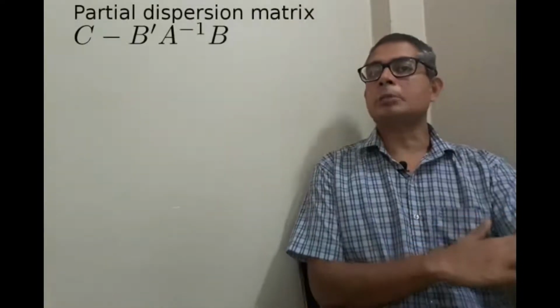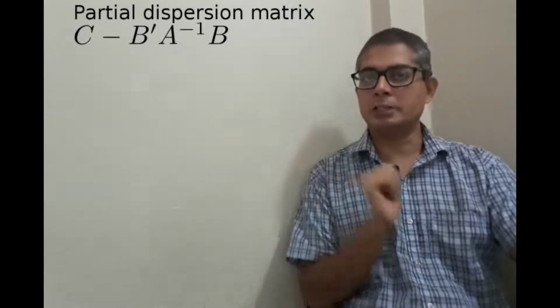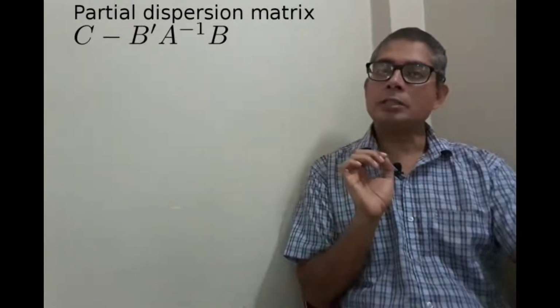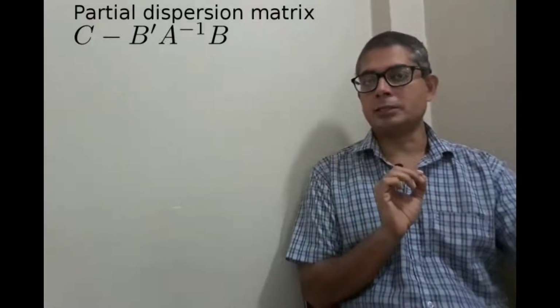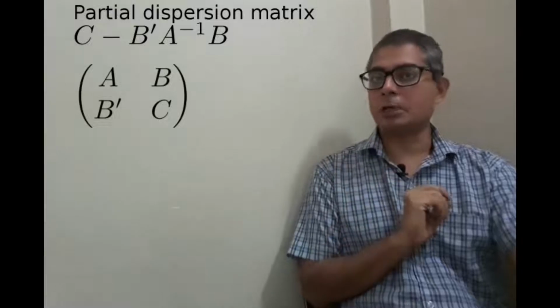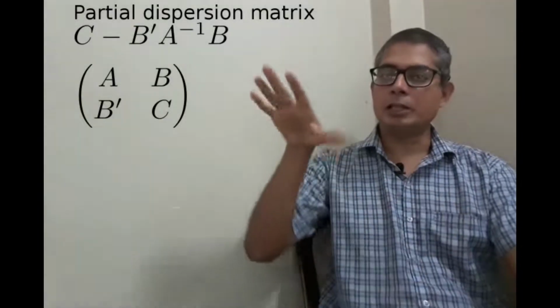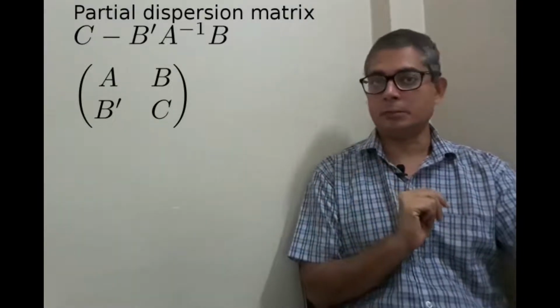We introduce the partial dispersion matrix C minus B prime A inverse B. It occurs in various contexts in linear algebra. One such context helps us here. Recall that the original dispersion matrix, after you have dropped all the unnecessary variables and reordered the others, was this: A, B, B prime, C.